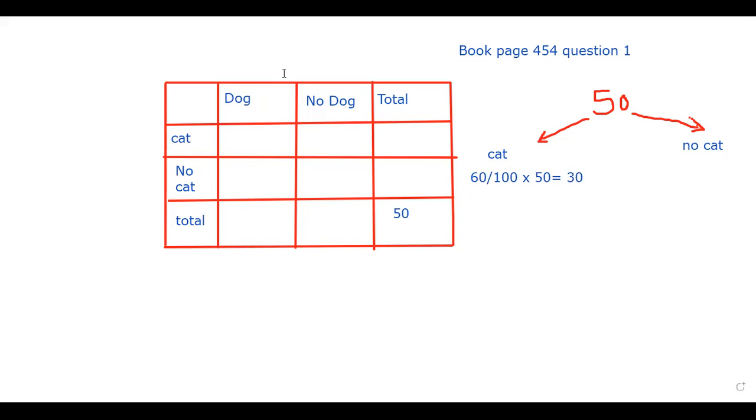So we will go directly and put it where? In front of the total of the cat. So I have 30 here. Then if 30 have a cat, how many don't have a cat? What we are going to do is 50 minus 30 equals 20.